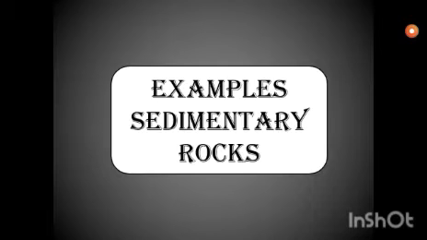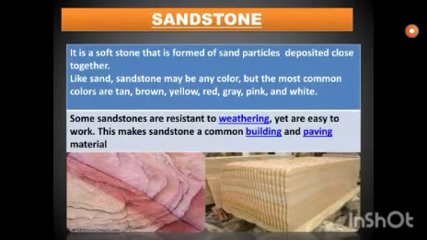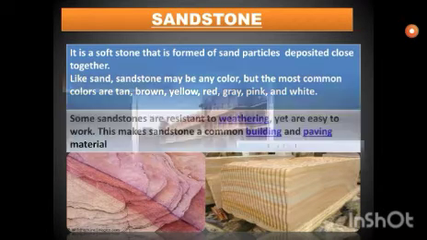Now we will see the examples of sedimentary rocks. First one is sandstone. It is a soft stone that is formed of sand particles deposited close together, like sand. Sandstone may be any color, but the most common colors are tan, brown, yellow, red, grey, pink and white. Some sandstones are resistant to weathering yet are easy to work. This makes sandstone a common building and paving material. So it is used for pavements or building material.